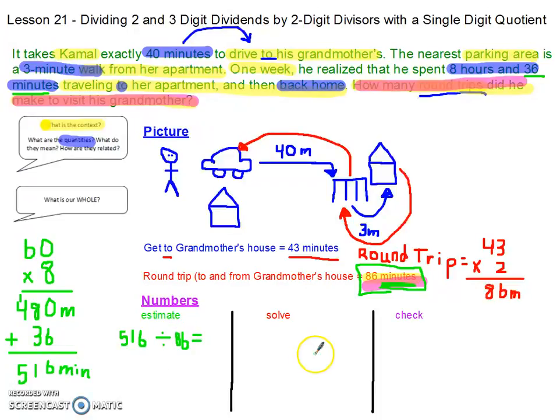Now the first thing that you want to do in estimating is that you want to round your divisor. So rounding 86, I'm going to round up to 90. Then the next step in solving for my estimate is I want to find a multiple of 90 that is close to 516. So to find that multiple, I'm going to take this 9 and I'm going to count by 9s.